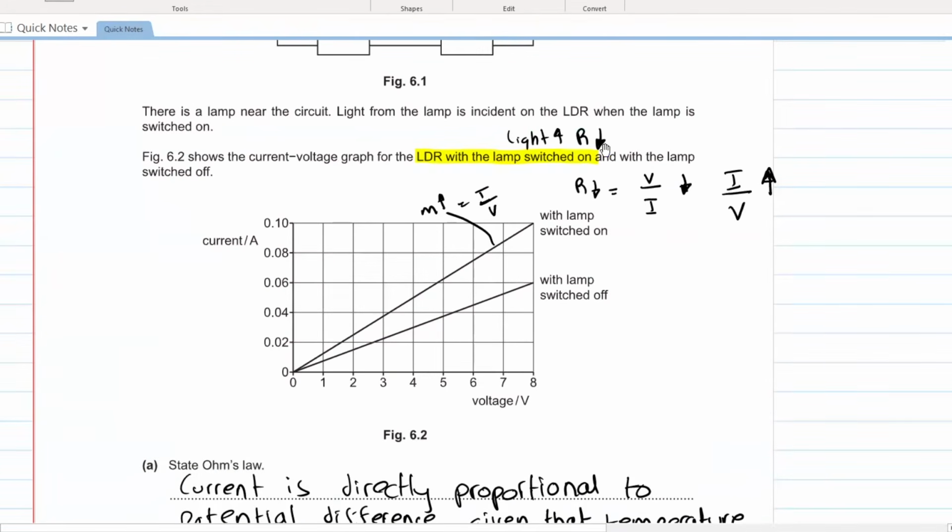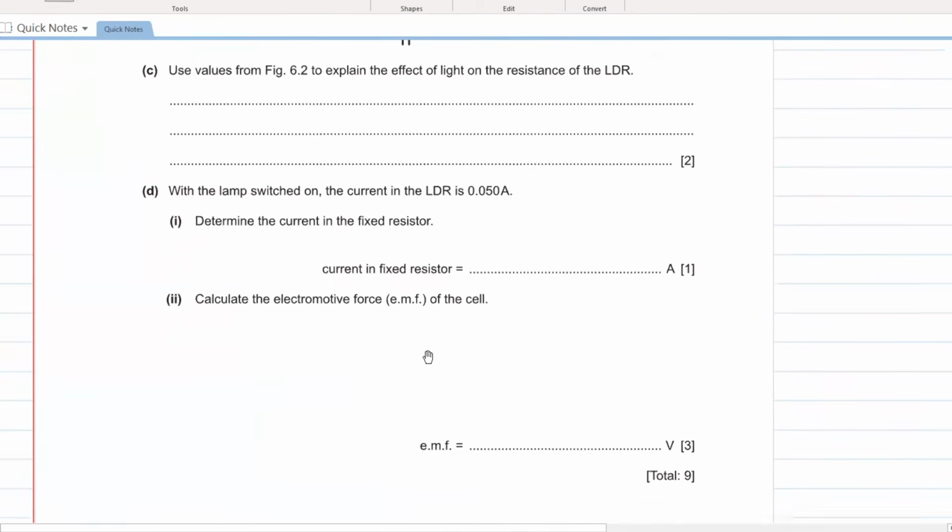Light intensity increases, then resistance will always decrease. Always remember this, for an LDR, if the light intensity increases, the resistance decreases. Make this a key note in your registers.